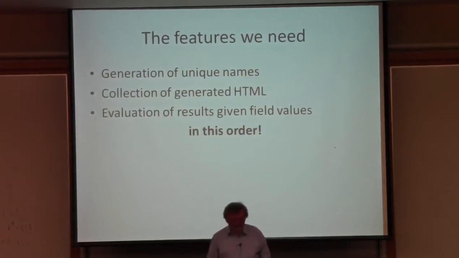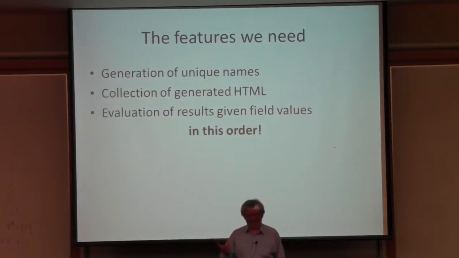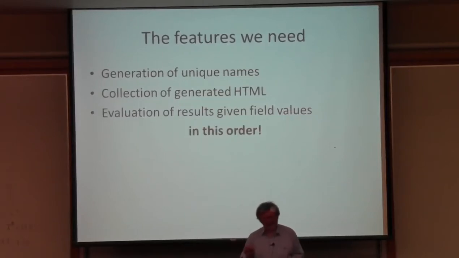So we actually need 3 different features. We need to generate unique names. We need to collect together the generated HTML that's going to be sent to a browser. And we also need to specify how to evaluate the results when they come back. And I've written them there in this order. And this is interesting because these are each effects, but they have to happen in this order.